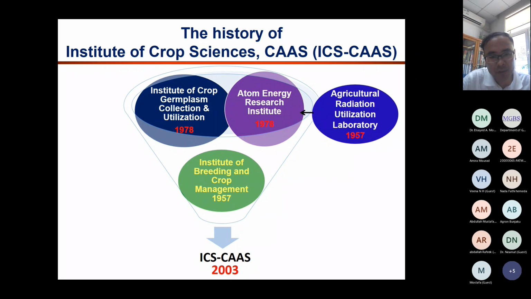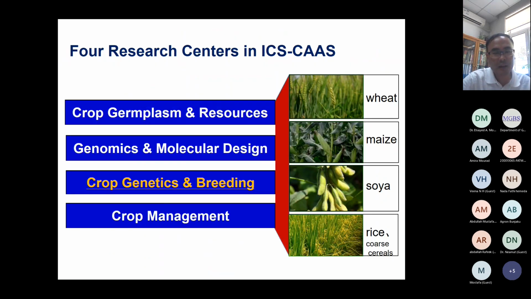In 2003, there was another institute, the Institute of Crop Germplasm Collection and Utilization, and one laboratory from the Atomic Energy Research Institute. The two institutes and one laboratory were merged and reshuffled into a new institute. So this is the current Institute of Crop Sciences, CAAS. Our institute has 4 research centers, like departments in a university: crop germplasm and resources, and genomics, and the first one focuses on germplasm collection, conservation, and utilization.